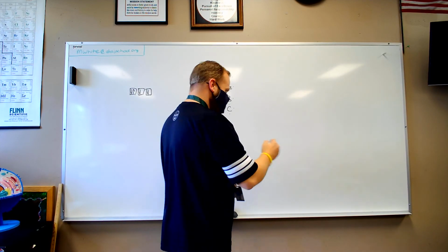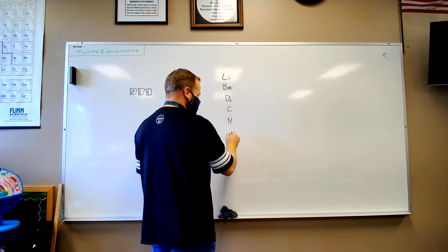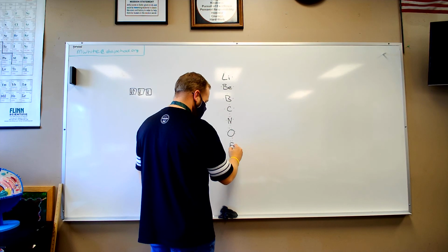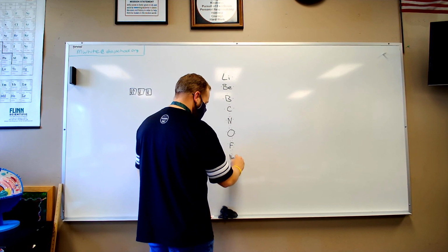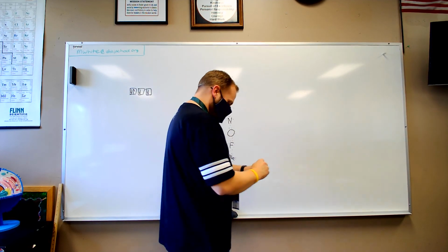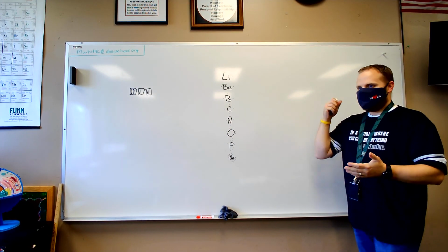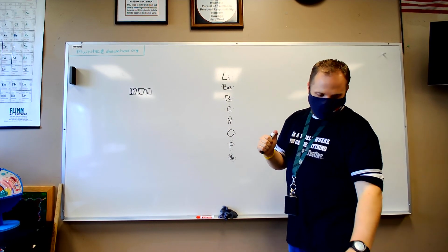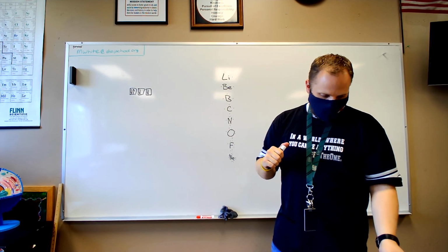So after carbon, we get nitrogen, which has 5. And we get oxygen, which has 6. We get fluorine, which has 7. And finally, we get neon, which has 8. Now, as it turns out, 8 is kind of a magical number in chemistry. We'll really pound that into your brains. 8 is a very magical number. It's what makes things happy. Anyway.